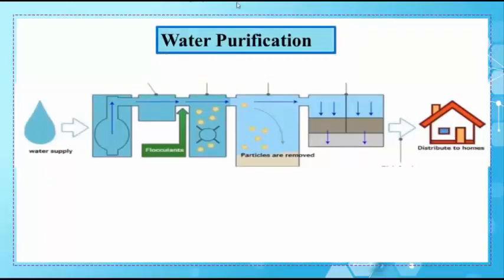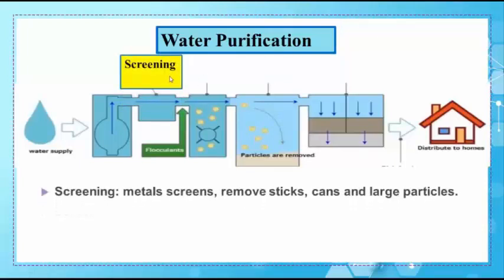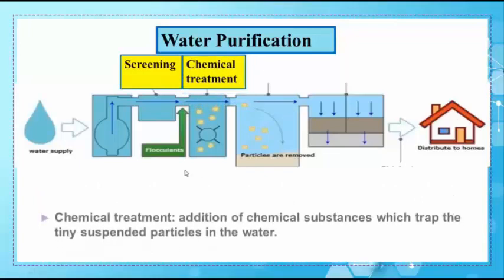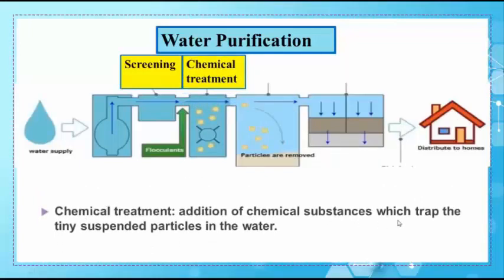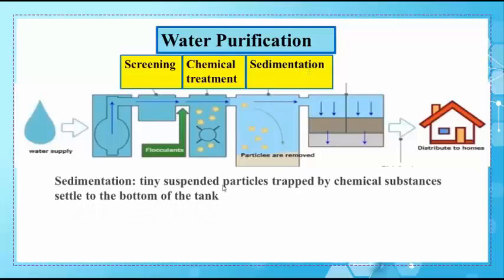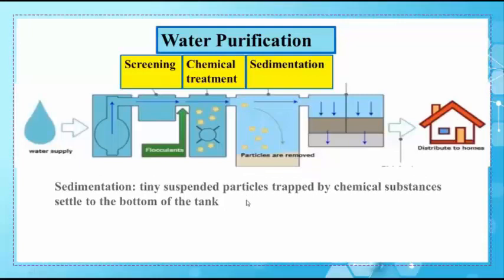Excellent. Water purification. Let's recall the steps of water purification. The first step is screening, where metal screens remove sticks, cans, and large particles. Then, chemical treatment, where the addition of chemical substances traps the tiny suspended particles in the water. Step 3. Sedimentation. Tiny suspended particles trapped by chemical substances settle to the bottom of the tank.